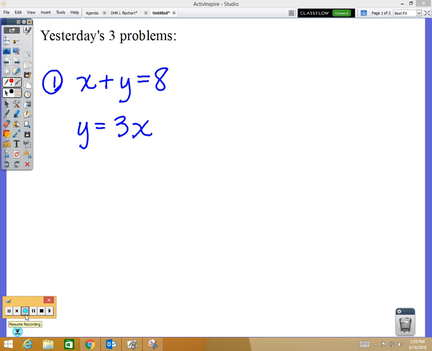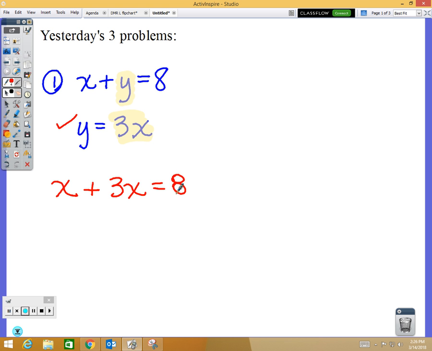Okay, so yesterday we said that our first step was getting y by itself in at least one of the equations. So as we look at problem number 1, we already have an equation that is y equals. So we're good. So we can move on to step 2. And step 2 was replacing the y with this part from the other equation. So I'm going to rewrite this as x plus 3x equals 8.